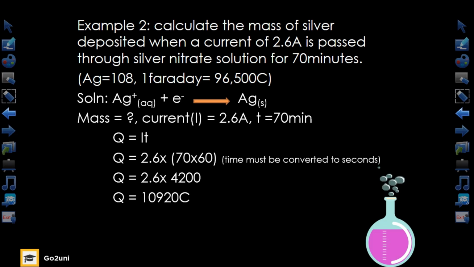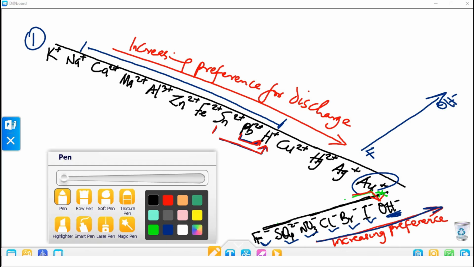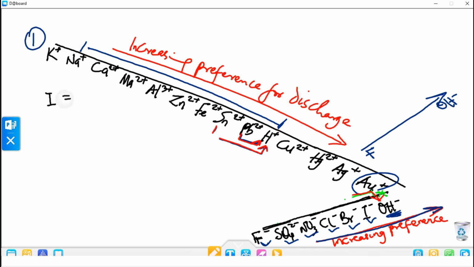So looking at the question, it simply says we should calculate the mass of silver that will be deposited when a current of 2.6 amperes has been passed through silver nitrate solution for 70 minutes. So what we need to do is bring out our given parameters, that is what has been given to us. The first thing given is current, I. Current is 2.6 amperes, and we are told that it passed for 70 minutes. That is time.